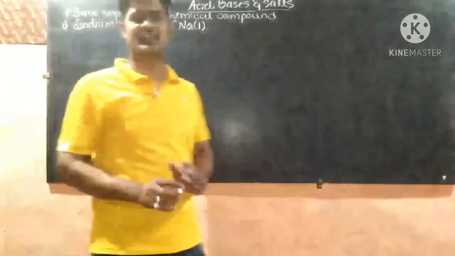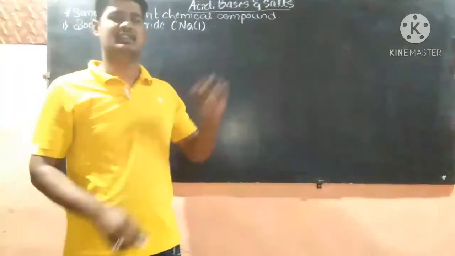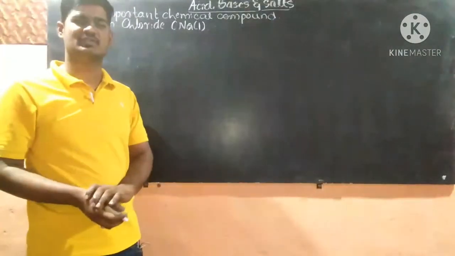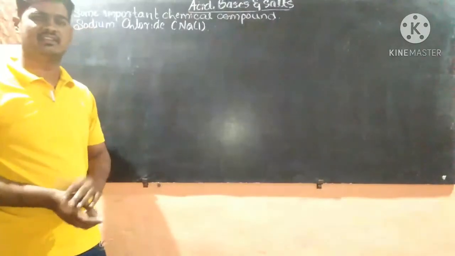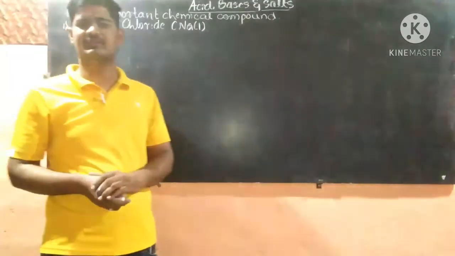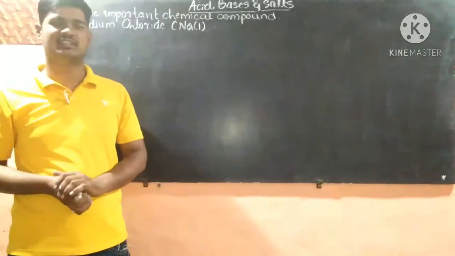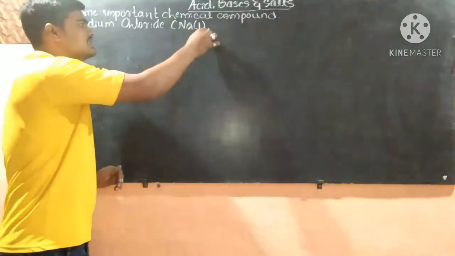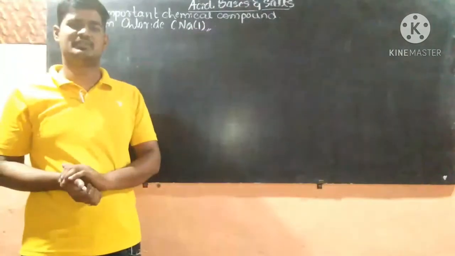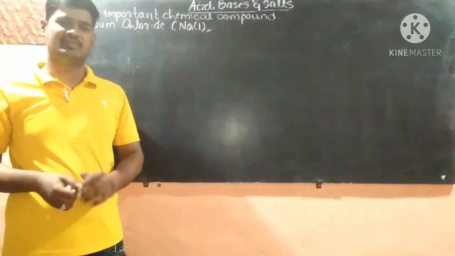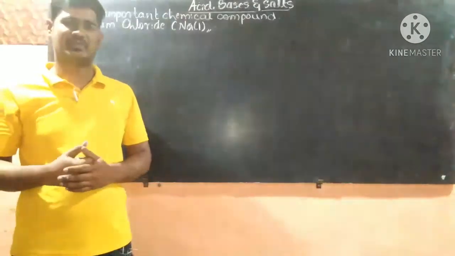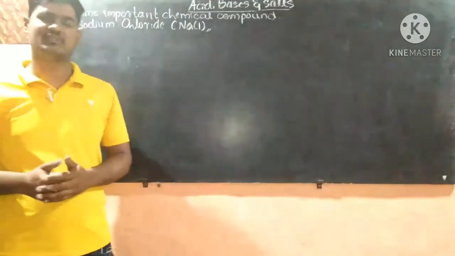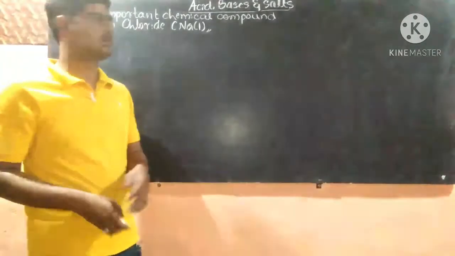So the first one is sodium chloride, and the chemical formula for sodium chloride is NaCl, and it is also known as table salt. Sodium chloride exists in the form of rock, for that reason it is known as rock salt. Various uses are there of sodium chloride. In our daily life we are using sodium chloride for the preparation of food, and many other uses are there, that is in the preparation of baking soda and washing soda.